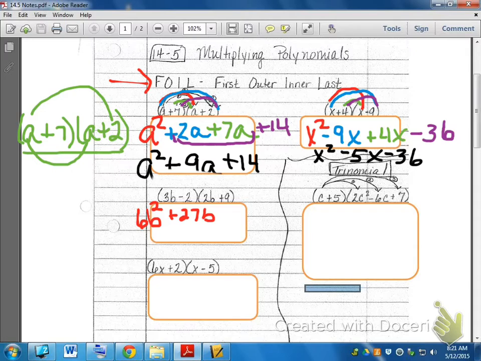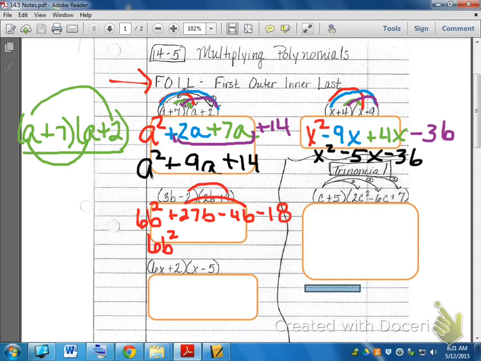Inner, the 2 in the middle from left to right. So negative 2 times 2b. Negative 4b. And last, the last 2, negative 2 times 9, negative 18. The 2 in the middle are like terms, and they can be combined, so you would clean it up and say 6b to the second.